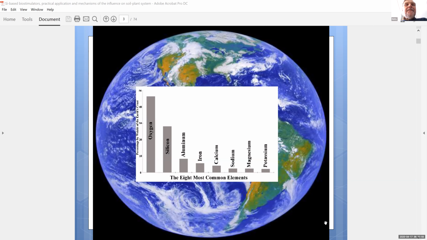Okay, so what is silicon? Silicon is the second most abundant element on our planet after oxygen. So we have a lot of this element.